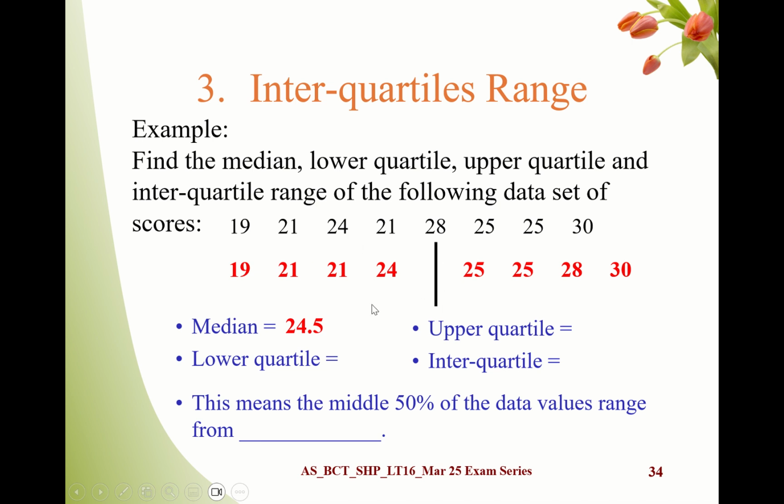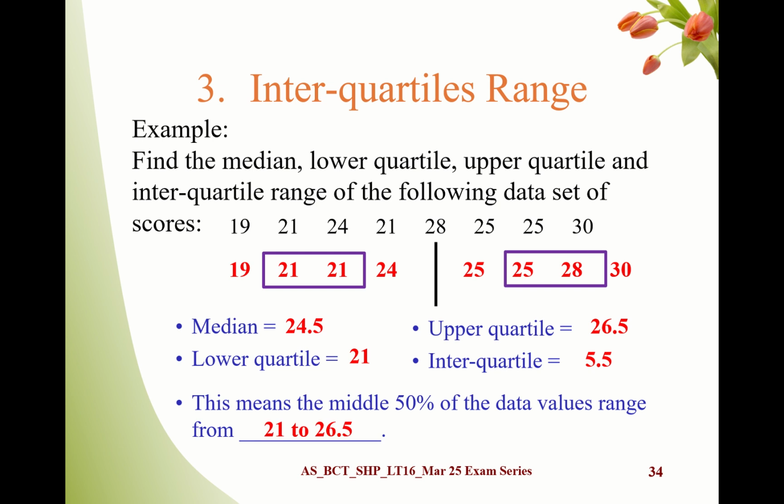Now again you take the median of the lower set and the median of the upper set, which is your lower and upper quartile. So 21, 21, this is the same. This one is 25, 28, 26.5. So the interquartile will be 26.5 minus 21. So it's still 5.5. Okay.